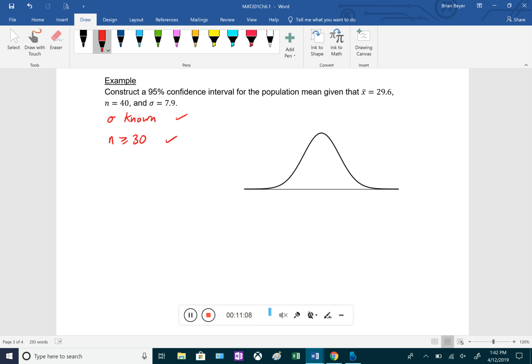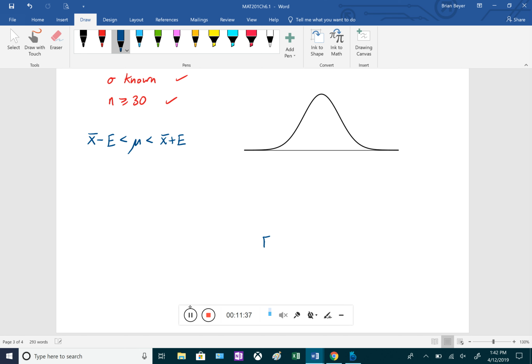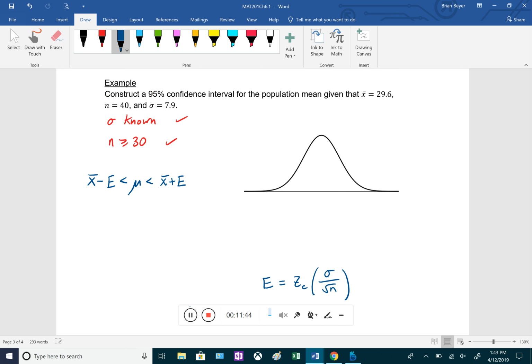And we are also given n, and we're given sigma. So moving on to finding the critical value z. I'm just going to write down the formula here. Our main goal is to set up x bar minus e for the lower bound, and x bar plus e. And this is where e is z times sigma over the square root of n. Okay, so all we have to do is find the z now.